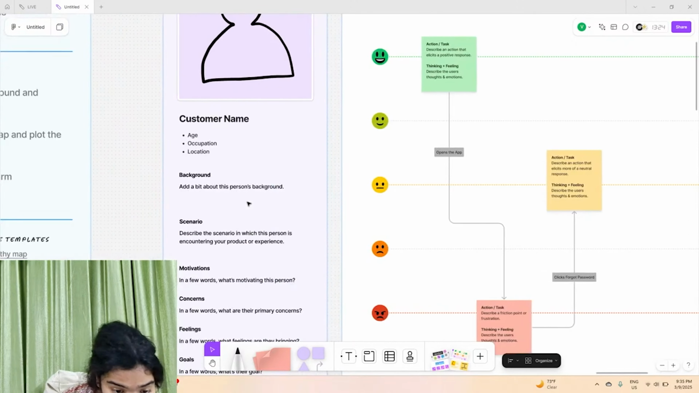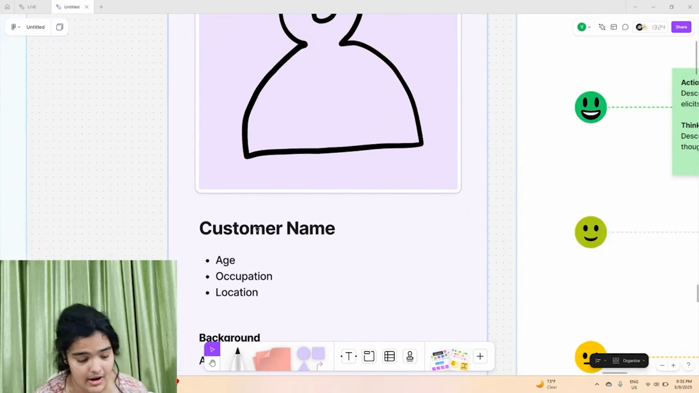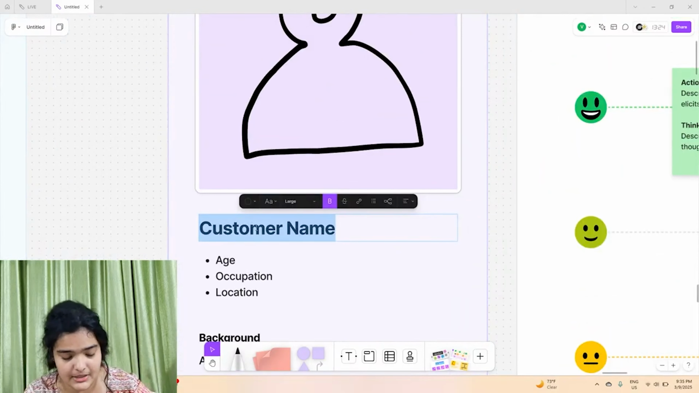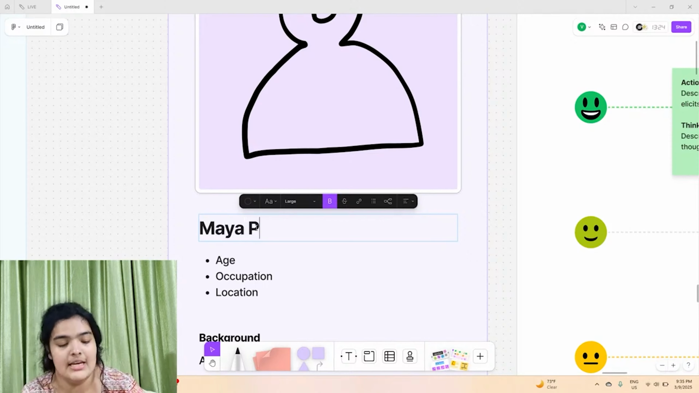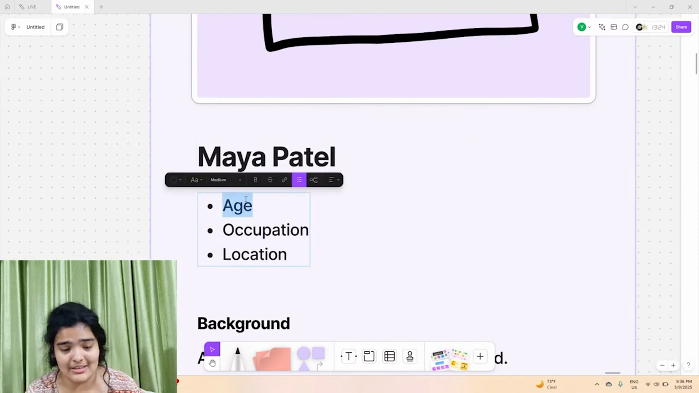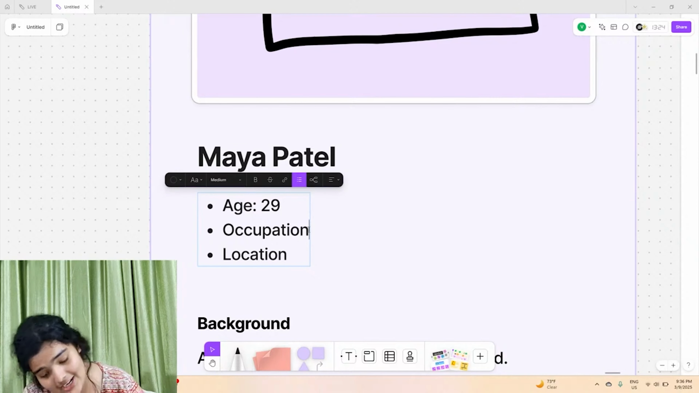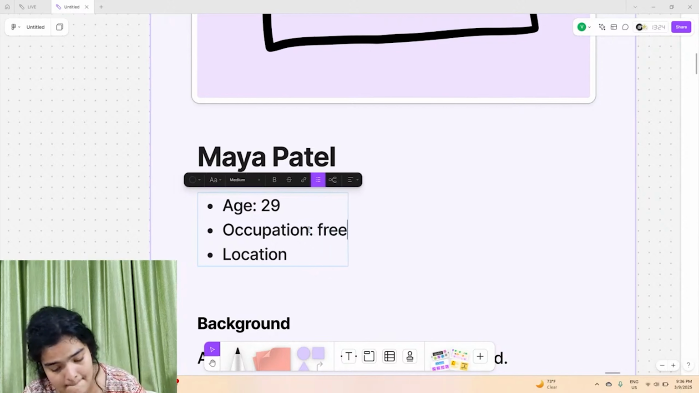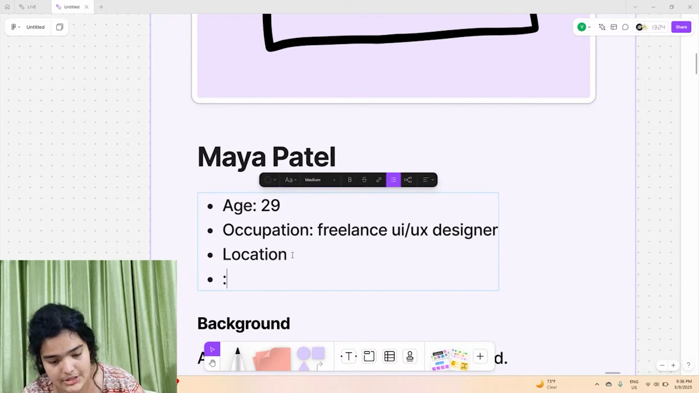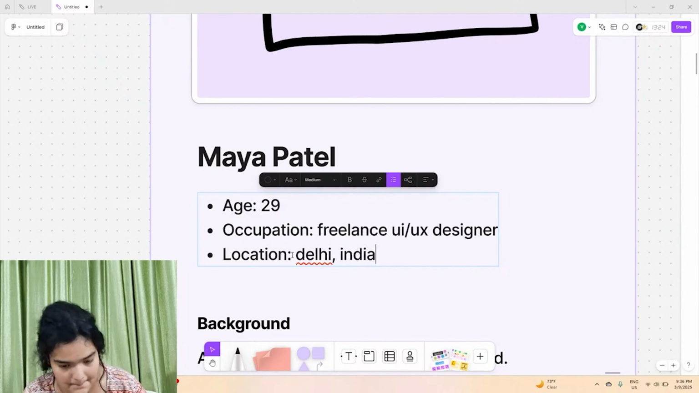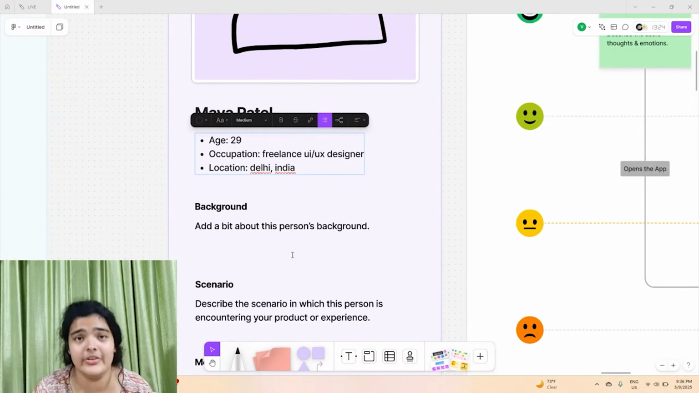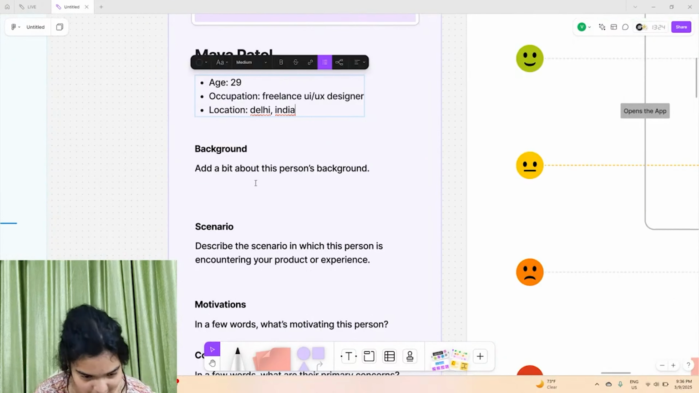Let's talk about this user first. What is the name of the user? If anyone is here for a couple of minutes, can you let me know what the name of the user is? It is, surprise, surprise, Maya Patel once again. We are not leaving this user, are we? The age of this user is 29. The occupation is a freelance UI UX designer. The location is Delhi, India, right? I'm sorry, I'm not capitalizing this stuff. Forgive me, grammar gods. Don't beat me up.